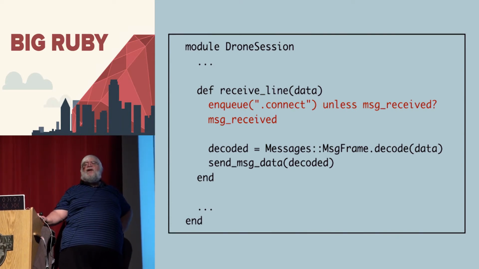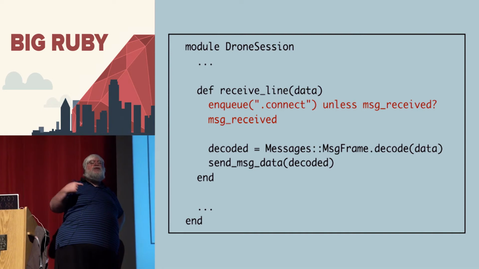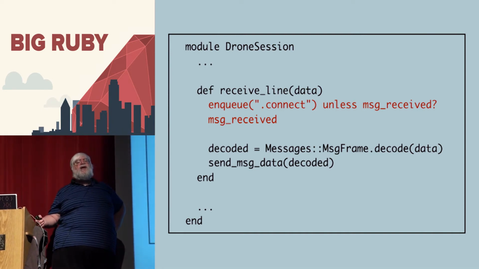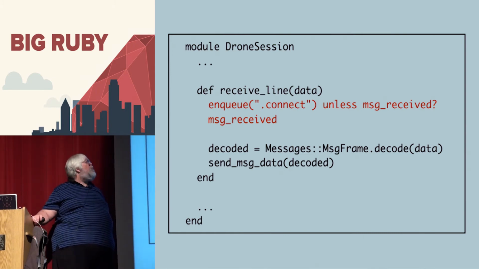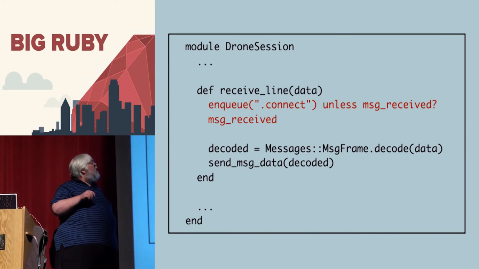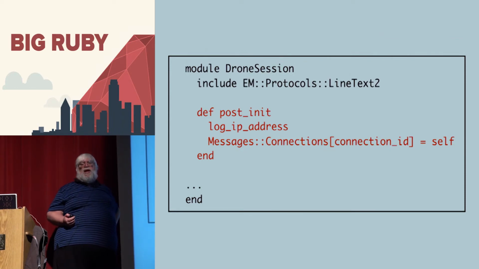When we receive a line of data, the first thing we do is enqueue. Enqueue is a private method in the drone session that actually sends the data to the monitor. We'll see that in just a second. It enqueues a message for the monitor, and it enqueues a connect message unless we've already received a message. The reason we do this, we could do this back here in the post init, and we did for a while, but we found that a lot of our hardware devices were connecting and never sending anything.